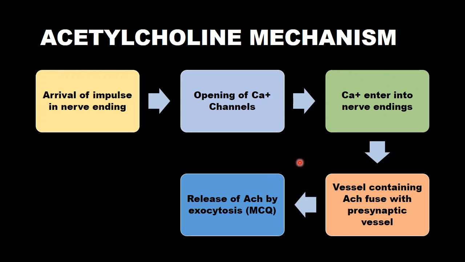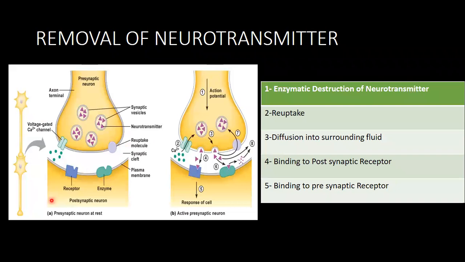First, we have the arrival of an impulse at the nerve ending. We know acetylcholine is present at the nerve endings of the fibers. Then there is the opening of the calcium channels. When calcium ions enter the nerve ending, the vesicles containing ACh fuse with the presynaptic membrane and release acetylcholine by exocytosis. I can repeat it once again using this diagram.